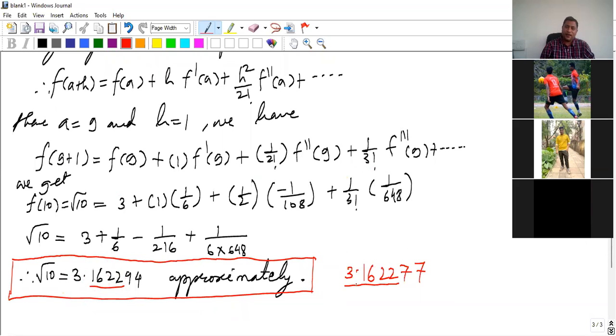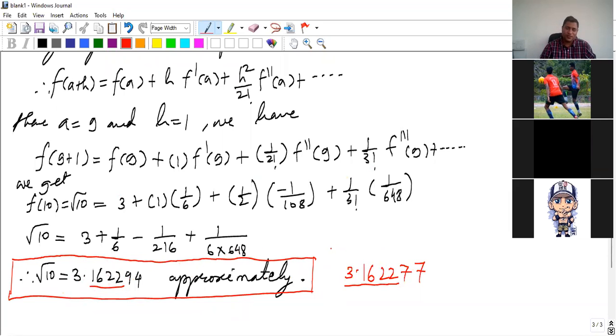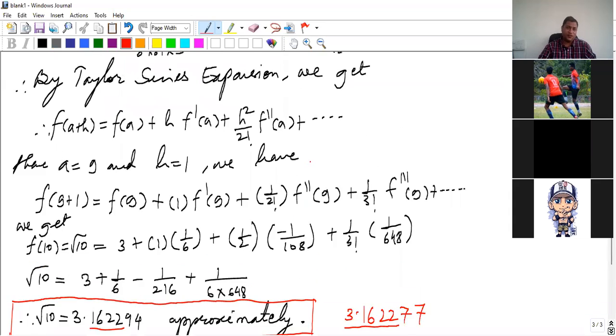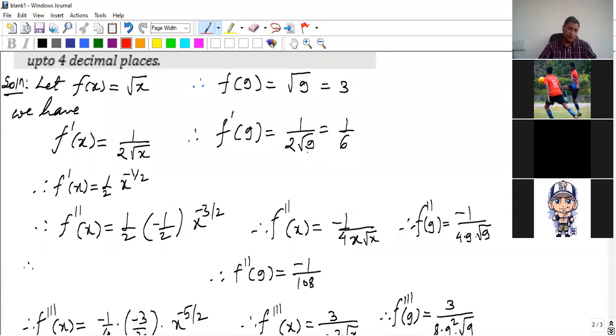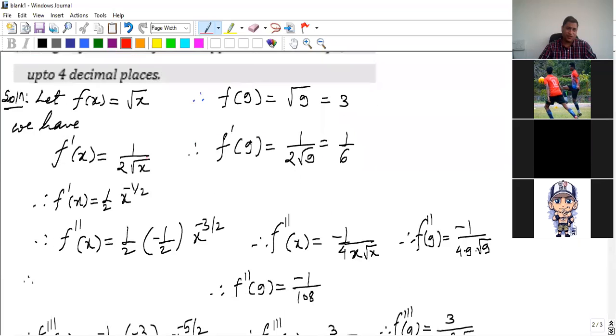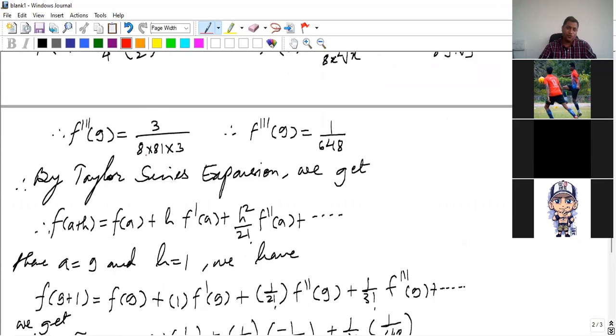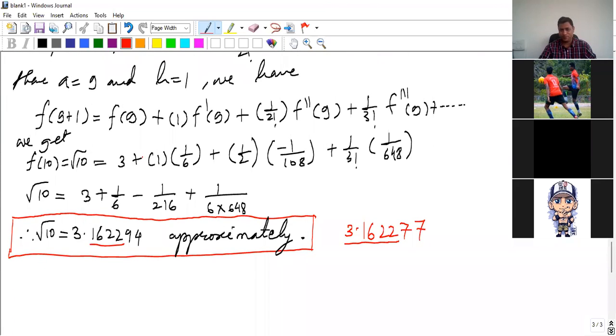Okay, so you can see the value that we have calculated using the Taylor series method, and the value you have calculated with the calculator. You can see it is correct up to 4 digits, or 4 places of decimal. And that's what we wanted to find. We wanted to find this correct up to 4 decimal places, and we got it correct up to 4 decimal places.